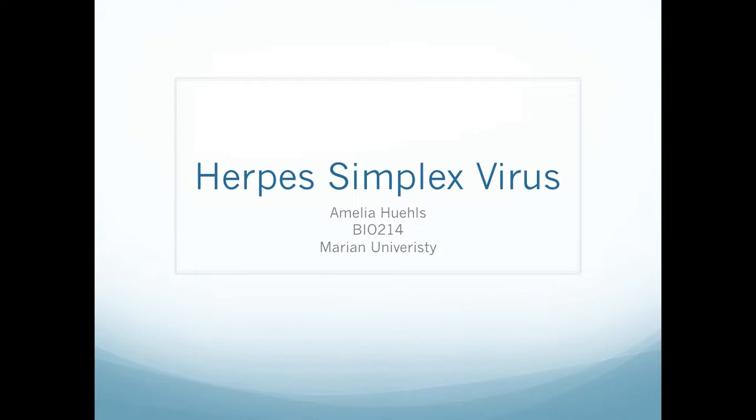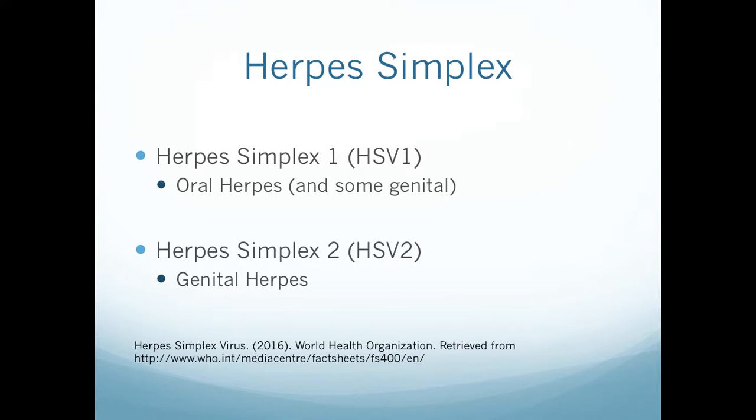Greetings, I'm Amelia, and in this presentation we're going to be examining herpes simplex virus. Herpes simplex virus actually refers to two highly related viruses called herpes simplex 1 and herpes simplex 2, or HSV1 and HSV2 for short. These two viruses cause two unique diseases, although there is some overlap as we will discuss. In general, HSV1 causes oral herpes, and HSV2 causes genital herpes.